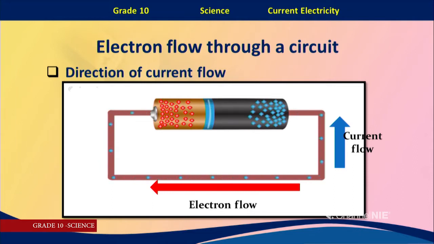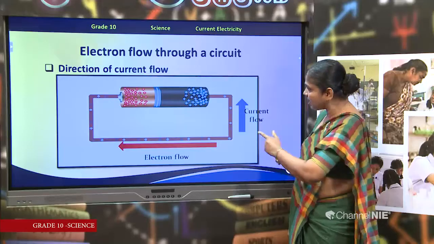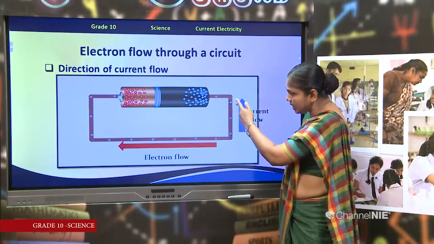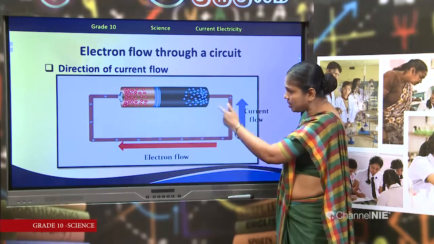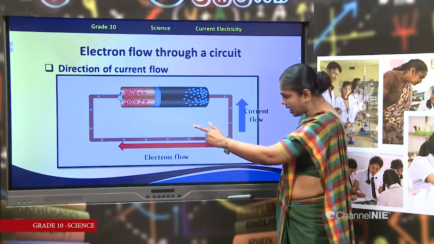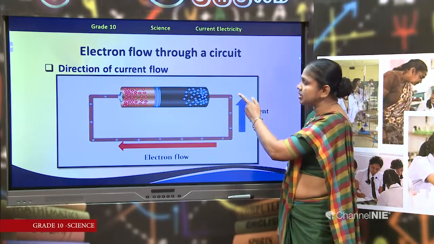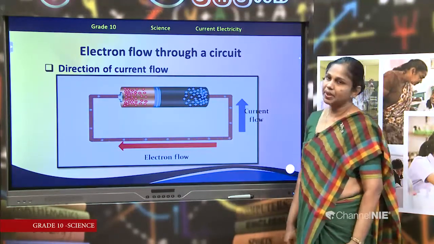Normally, electrons flow from the negative terminal to the positive terminal like this, and then we say the conventional current flows from the positive terminal to the negative terminal. Now you can see here electrons flow towards this direction and the current flows towards the opposite direction.